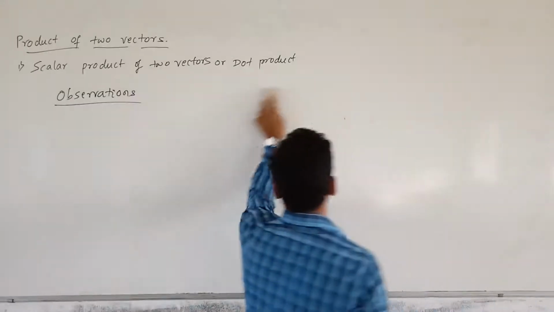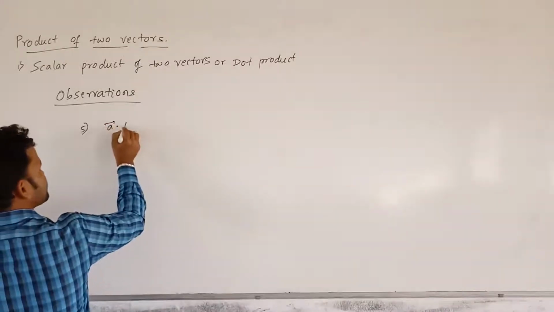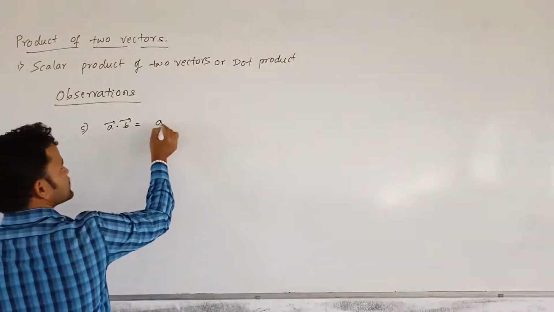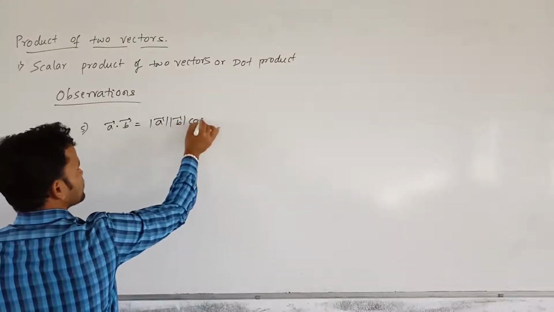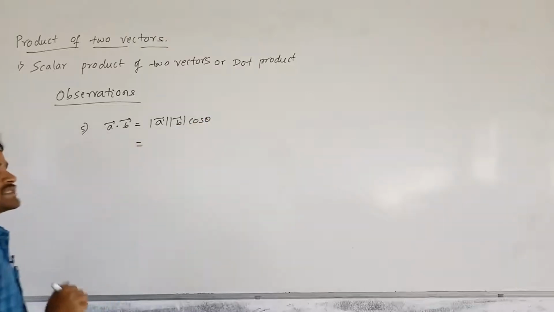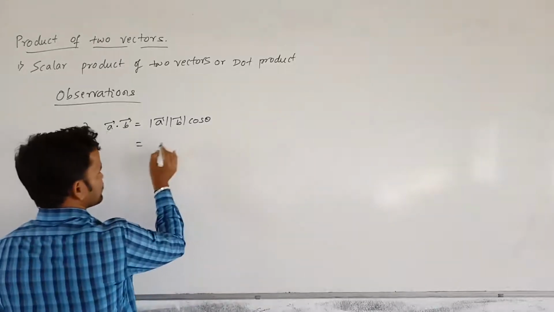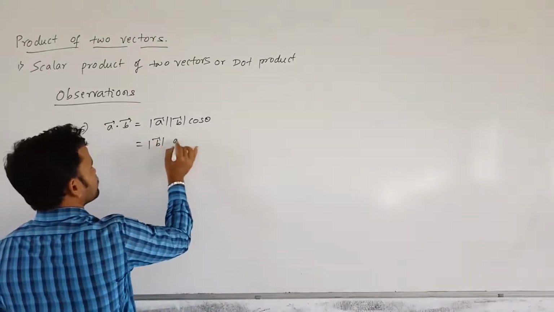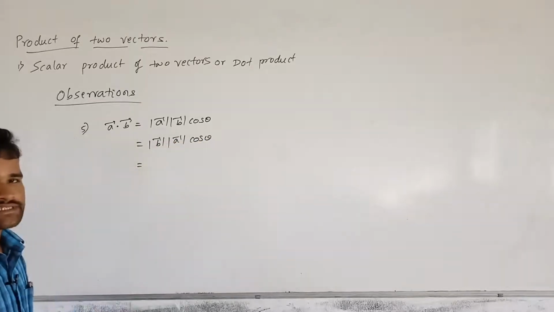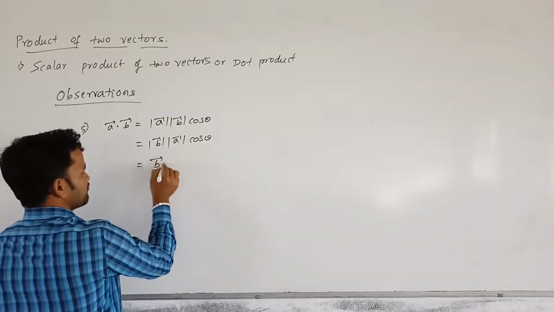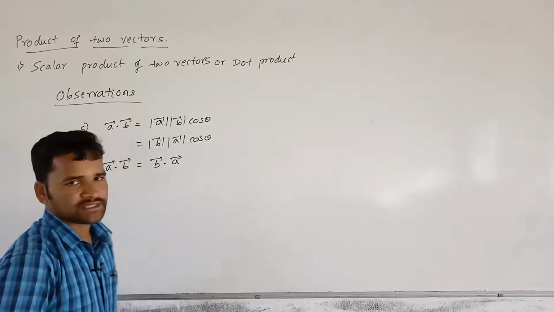Now going to the fifth observation. Suppose we have A dot B. What is this? This is magnitude of vector A into magnitude of vector B into cos theta. Suppose I interchange magnitude of vector A and magnitude of vector B, is anything wrong? No, nothing is wrong, because these are all scalar values. Magnitude of B into magnitude of A into cos theta. What is this? This is nothing but B dot A. A dot B is equal to B dot A.